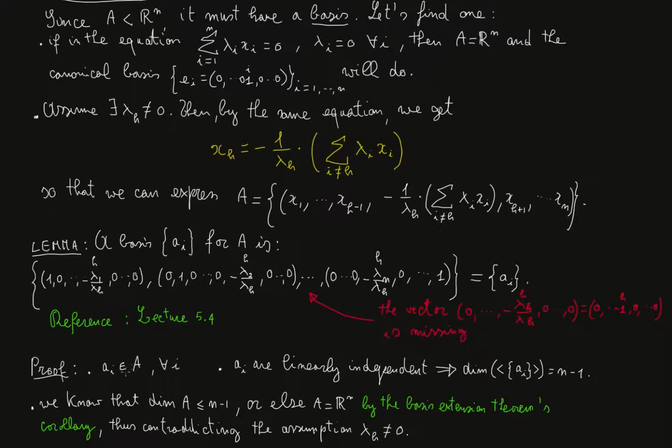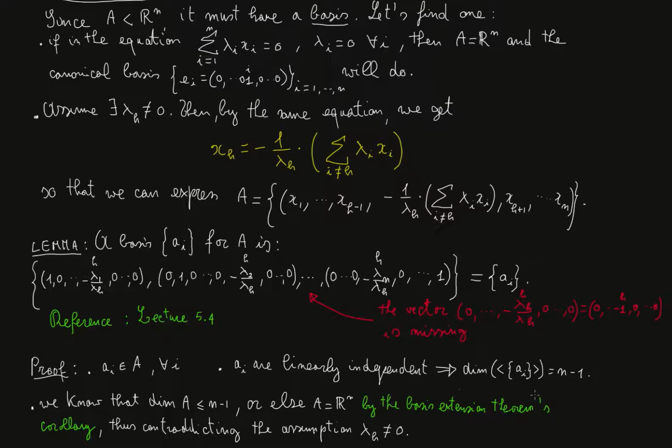First of all, the ai's must all belong to A, of course, in order to constitute a basis of A. And then all the ai's will have to be linearly independent, which is the case. It is quite easy to show that they are all linearly independent. So these two facts imply that the dimension of the vector space generated by all the ai's is n-1, and that it is a subvector space of A because they all belong to A. So we know that the dimension of A itself is greater than or equal to n-1, or else A would be the whole vector space Rn. So if A had dimension n, being a subspace of Rn, it would be the whole Rn.